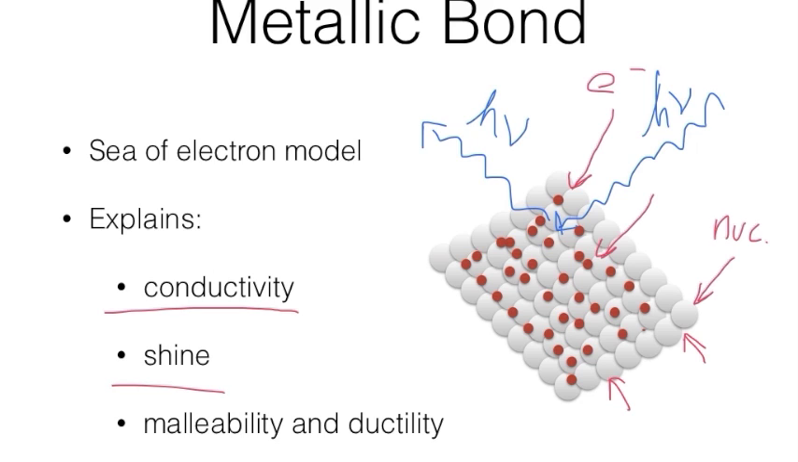Okay, then finally, malleability and ductility. Remember, what is malleability? Malleable sounds like mallet. So when you hit it, what happens to a piece of metal? It changes shape. It spreads out, right? What about ductility? If you stretch it, remember it sounds like duct. If you think of a duct as being a long stretch of material, when you pull on it, you can form wires. Why does this model explain malleability and ductility?